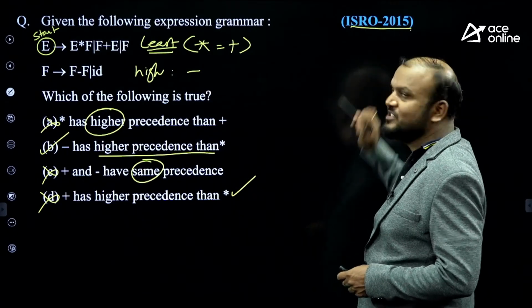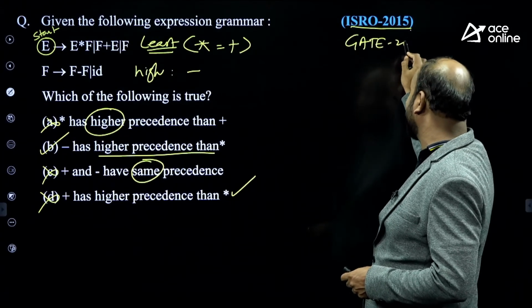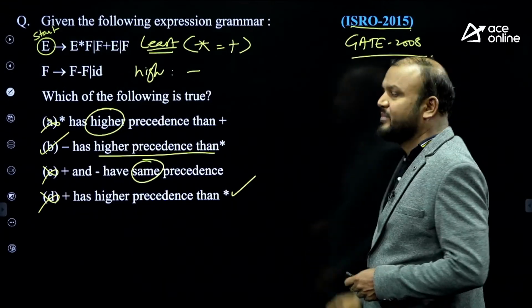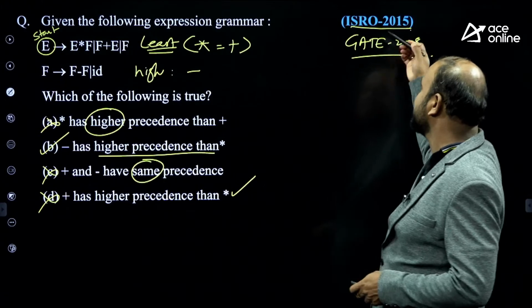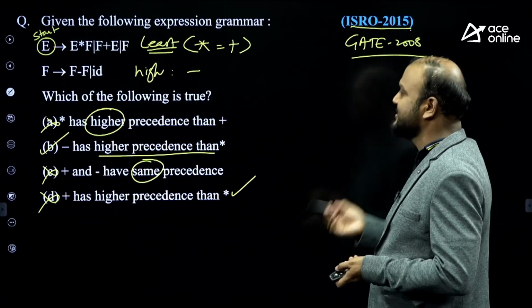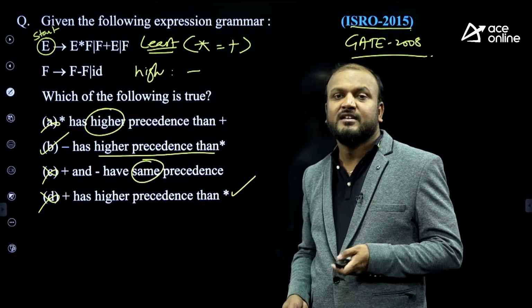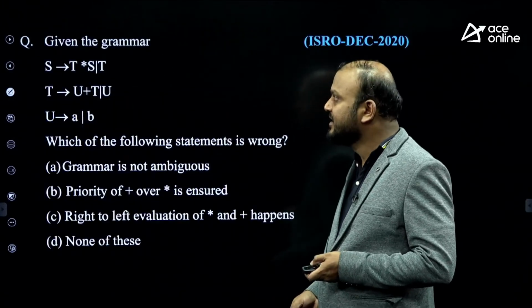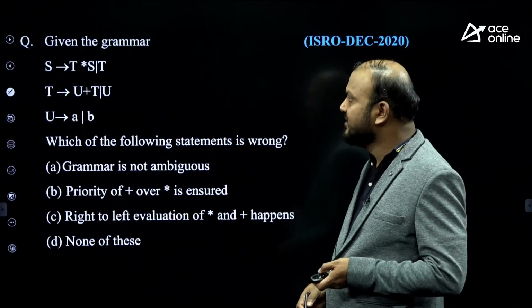And see, it is a 2015 question, it is a GATE 2008 question. That's what I keep on telling you: previous ISRO questions mostly are previous GATE questions. When it is asked in GATE in 2008, in 2015 it is used from the GATE. That's what I recommended you, please refer to the GATE questions. Now, it is also a direct question from GATE.